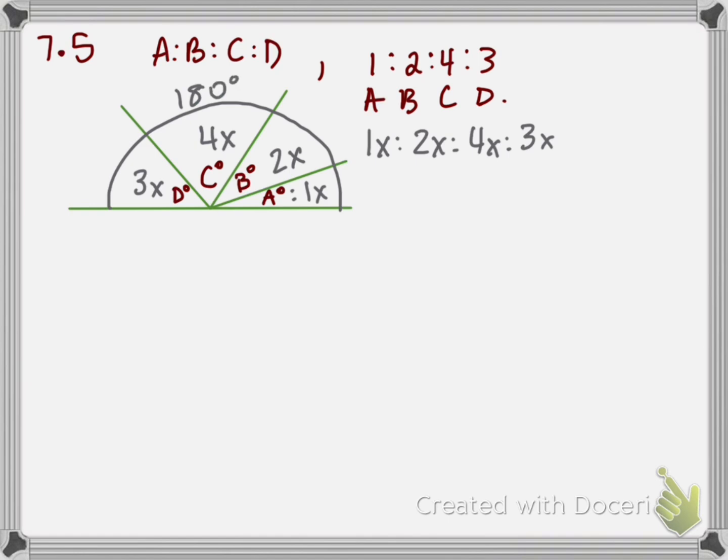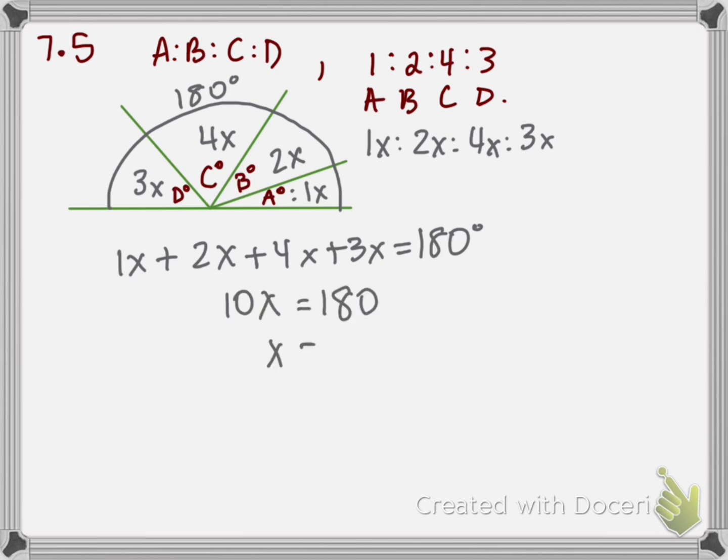So again, what I have to do is say that 1x plus 2x plus 4x plus 3x equals 180 because all of them together form the straight angle. If we add the x's here, that's going to be 7 plus 3 is 10x. So if I pass the 10 to divide, the value for x is 18. And again, this is the value of x, but the question is find angle A, B, C, and D.